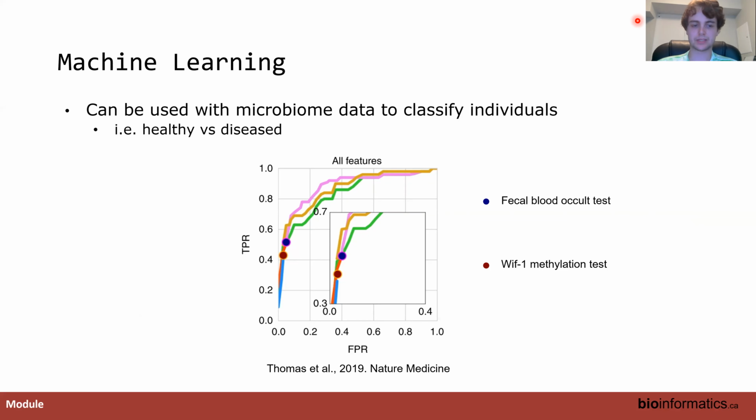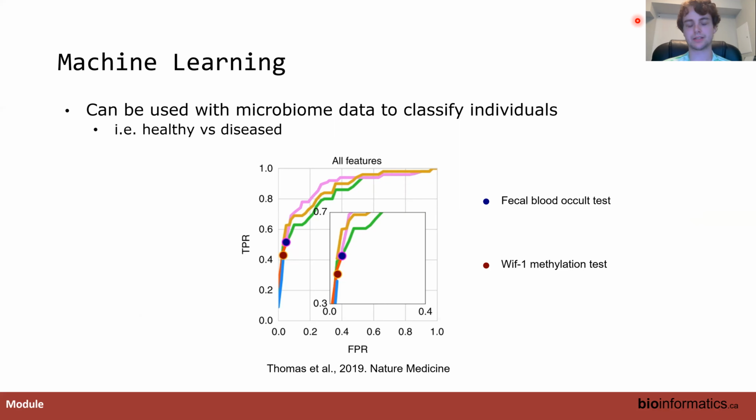So in this plot here, what we're looking at is what's called the receiver operator curve. On the x-axis, we have the false positive rate. On the y-axis, we have the true positive rate. The false positive rate is the number of times the classifier identifies someone as having cancer, but it is actually a healthy individual. And the true positive rate is how many times the classifier identifies correctly that the sample came from someone that had colorectal cancer.